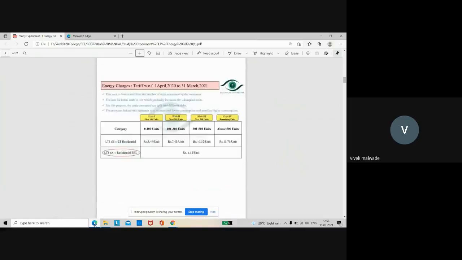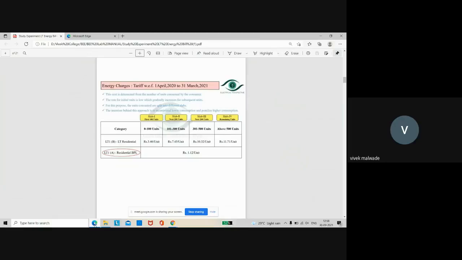The second are the energy charges. Energy charges per unit is the per unit charge that the electricity board charges a residential consumer. This cost is determined upon the number of units consumed by the consumer, आप कितना units use करते हो per month. Second, the rate for the initial units is low and it gradually increases for subsequent units. Means एक slab उन्होंने decide किया है. According to that slab, the energy charges are charged to that particular residential consumer.